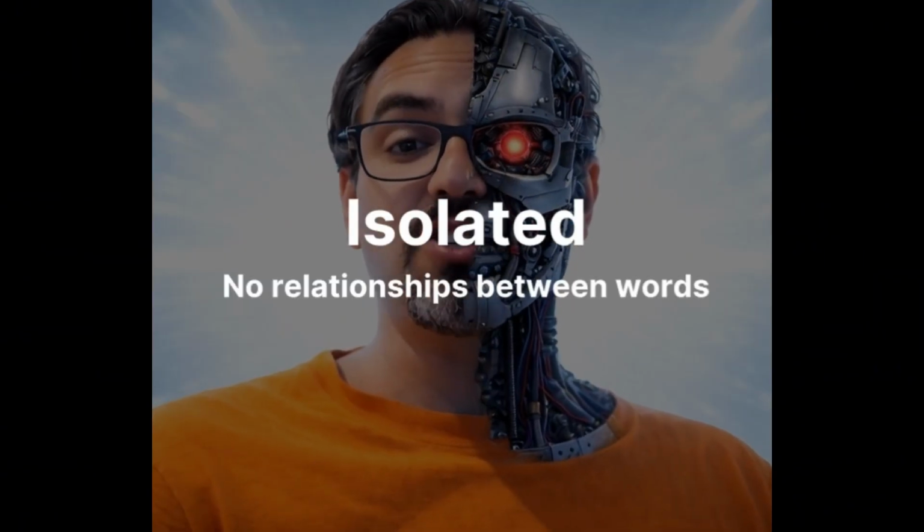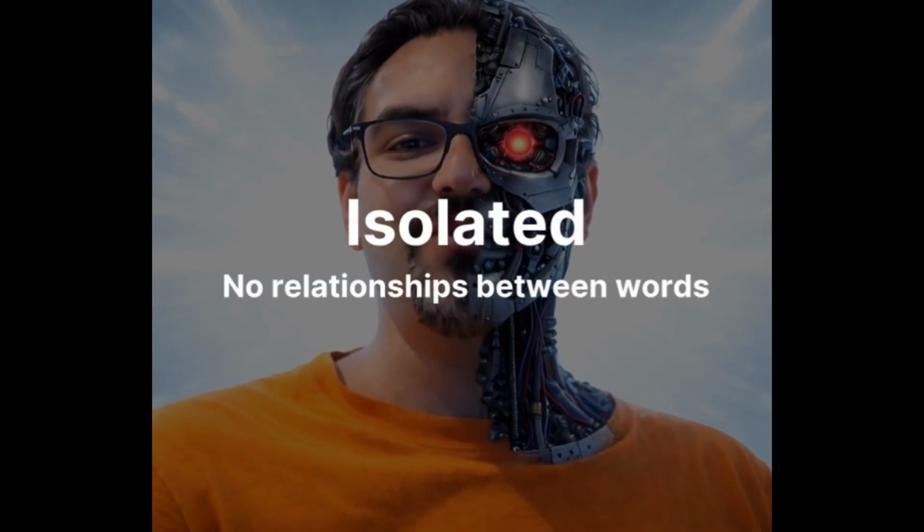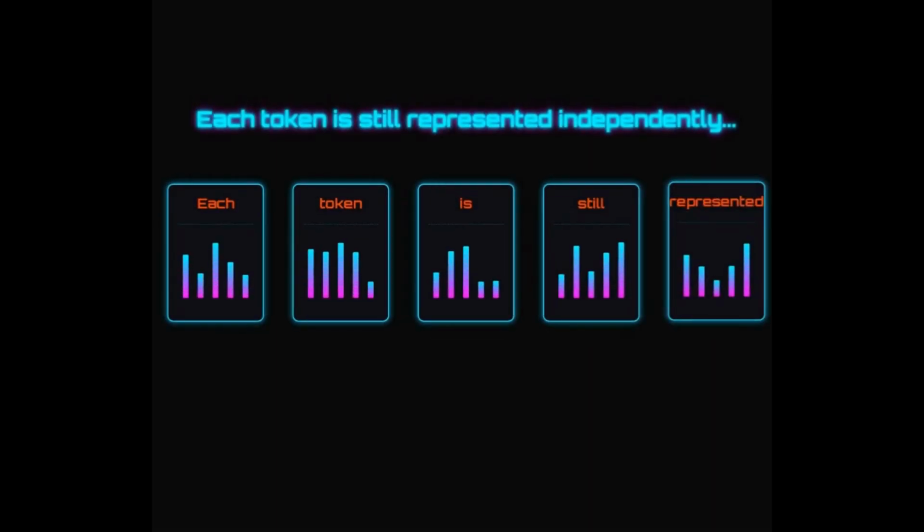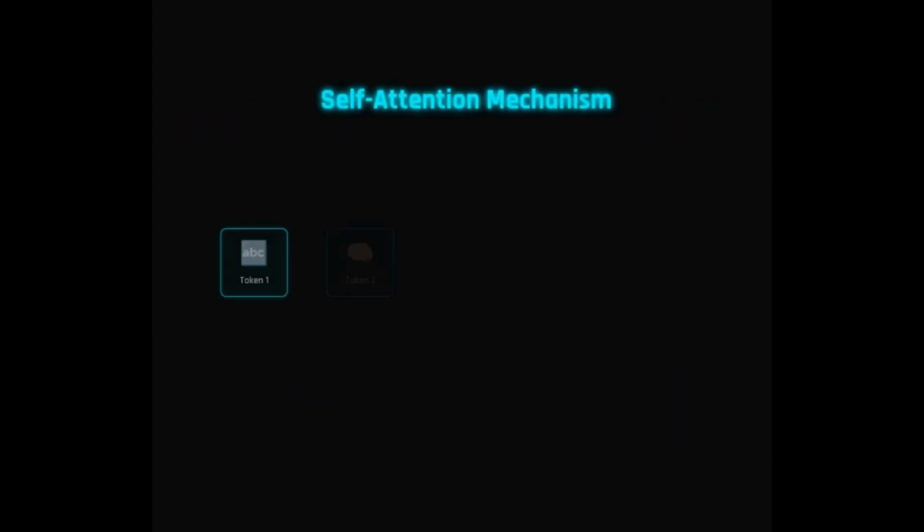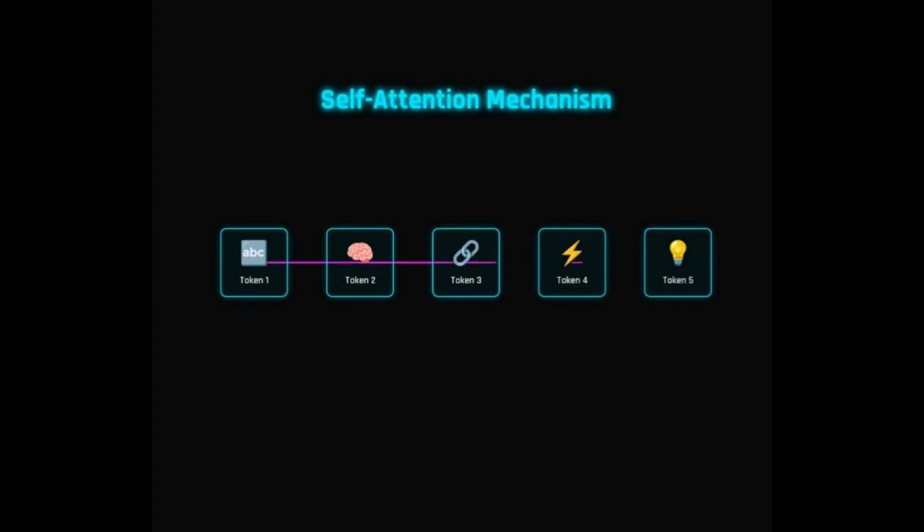However, these vectors on their own do not capture any relationships between the words. Each token is still represented independently, without considering the context provided by the other tokens in the sentence. To model these relationships and allow each token to incorporate contextual information from the entire sequence, the transformer applies the self-attention mechanism, which we will examine next. Are you ready? Let's dive into it.